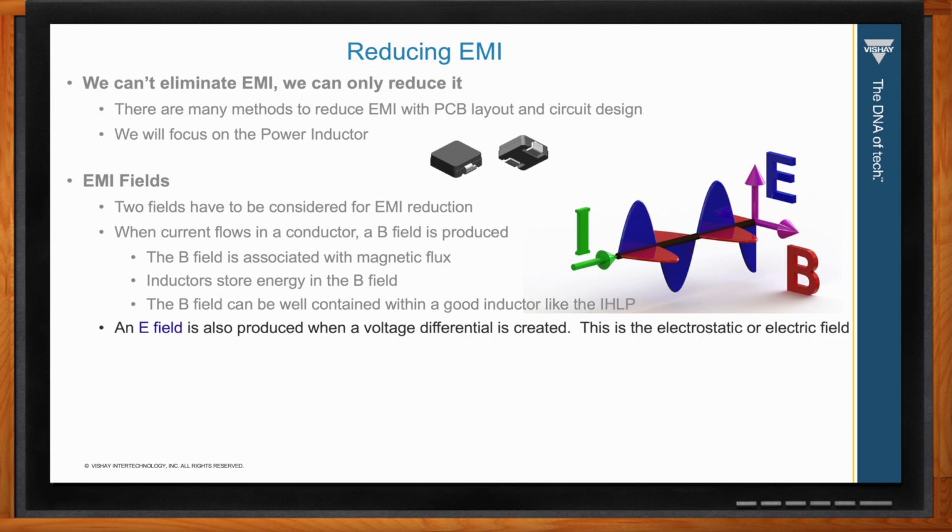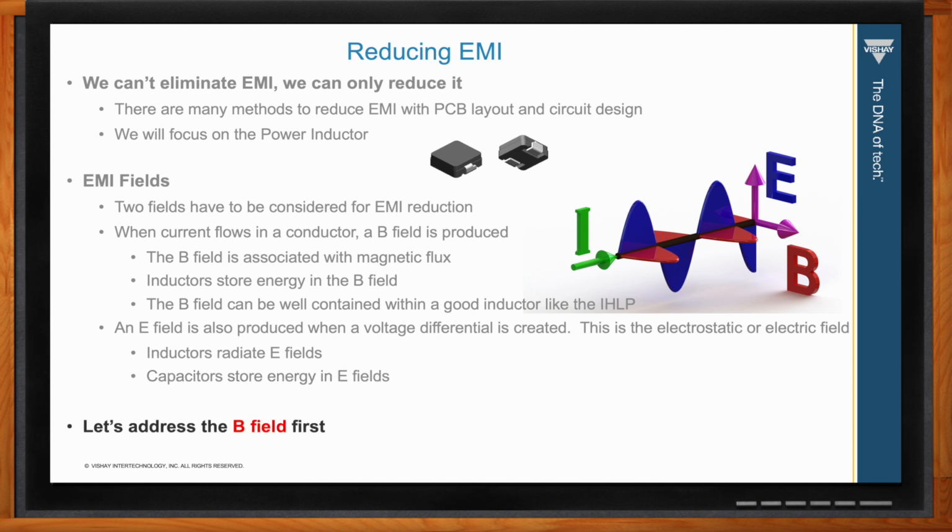An E field is also produced when a voltage differential is created. This is what's called the electrostatic or electric field, or we're just going to call it the E field for short. So inductors radiate E fields. Now, they're just the opposite of capacitors because capacitors store energy in the E fields.